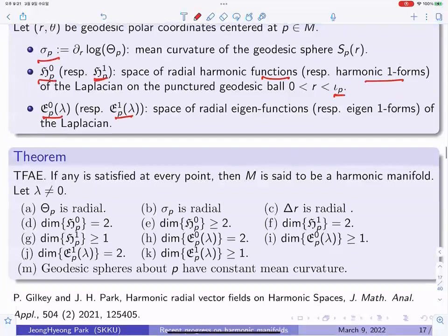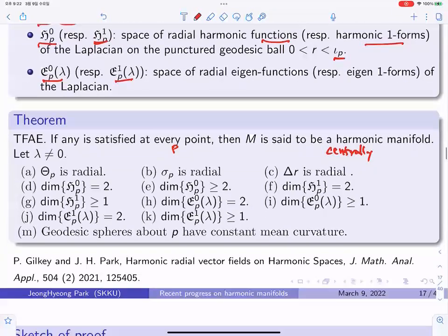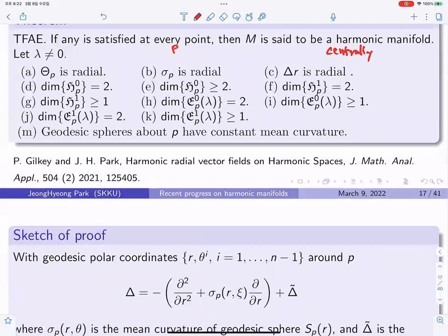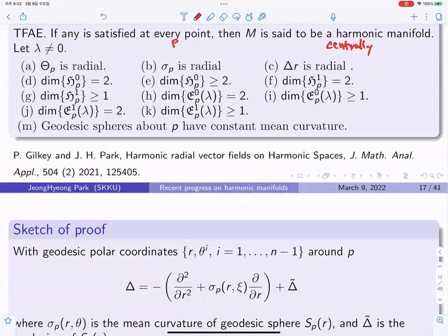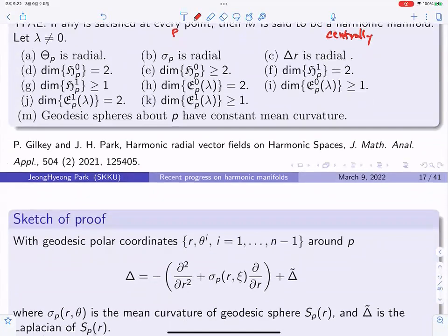The following are equivalent. If this is satisfied at every point, then M is said to be a harmonic manifold. If it is satisfied at some point p, then we call it centrally harmonic. So this comes later. Okay, if theta p is radial, then the mean curvature is radial. From this, you can see this is radial, then this is radial also. This comes from the Laplacian in geodesic polar coordinates, and this is the spherical Laplacian.